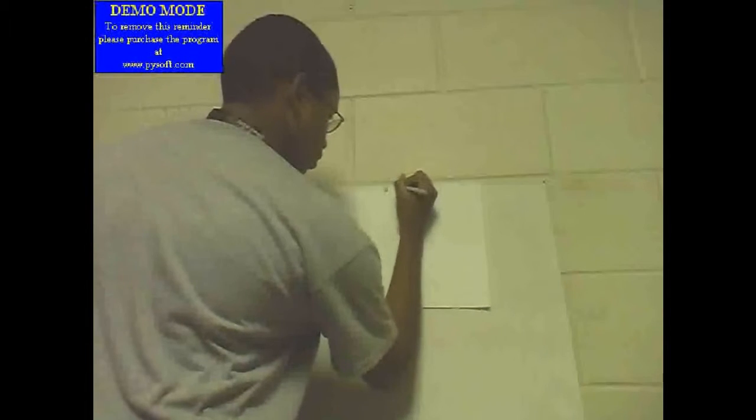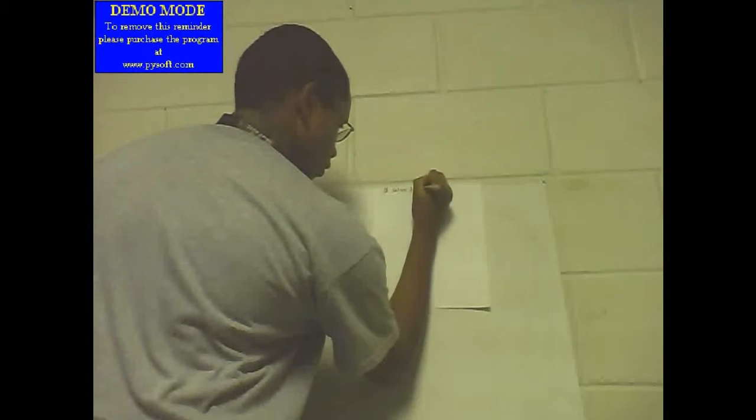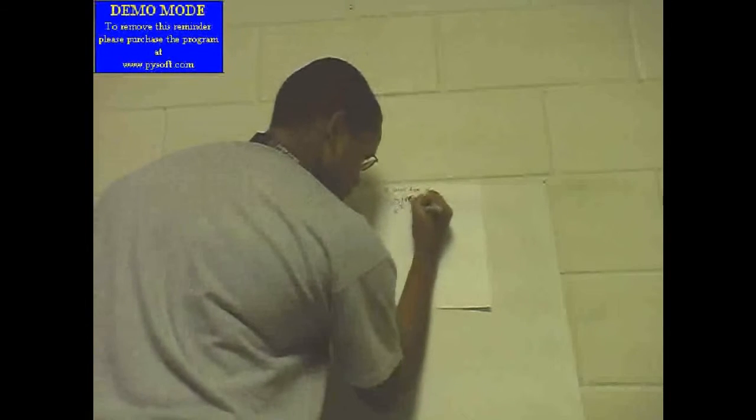Number 1, solve for x. If you have a function that says y equals, for example, let's say x squared plus 4, what we're going to do is solve for the x.